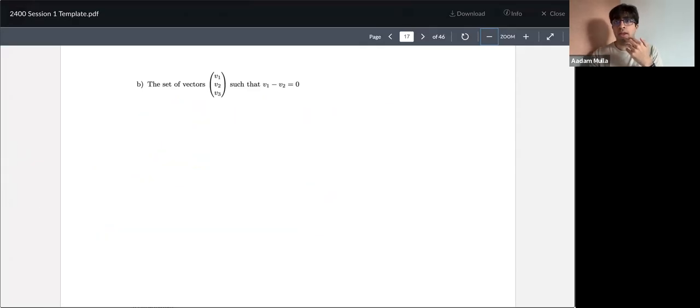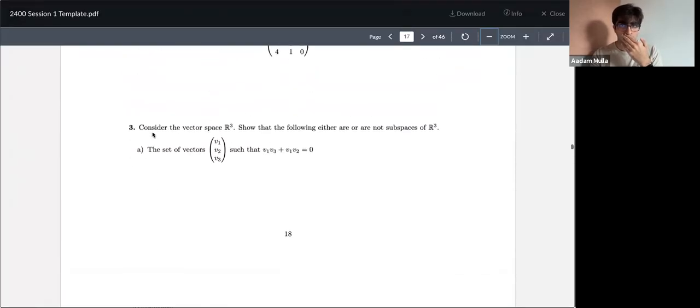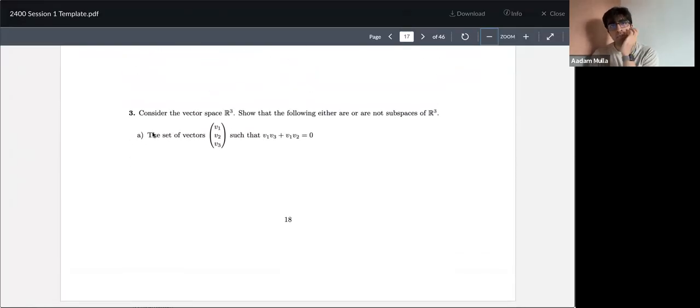Now, I think we'll take a break after this next problem. So let's do part A now, which is a little bit trickier, but same idea. Try part A, 3A on your own and see if it's a vector space or not.